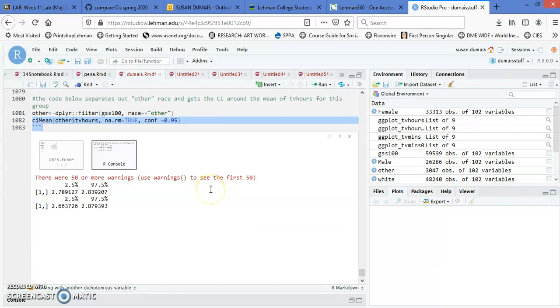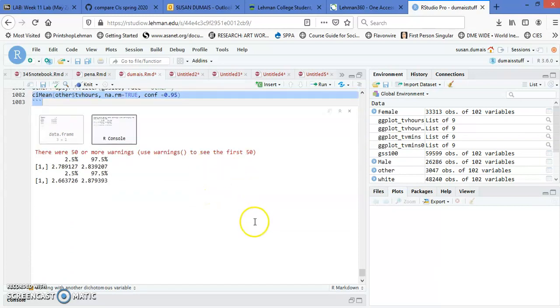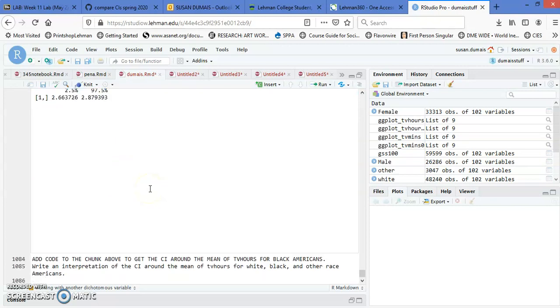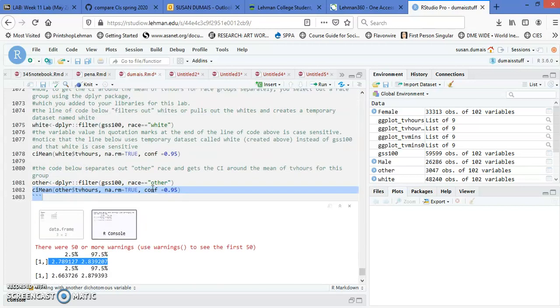Let's focus on the confidence intervals. First is whites, 2.79 to 2.84. And for others, it's 2.66 to 2.88. Now, we didn't do it for the third group, which are Black Americans. And so, again, I'll make the code for you. You won't have to do this.